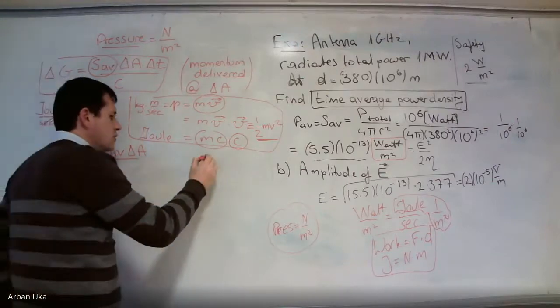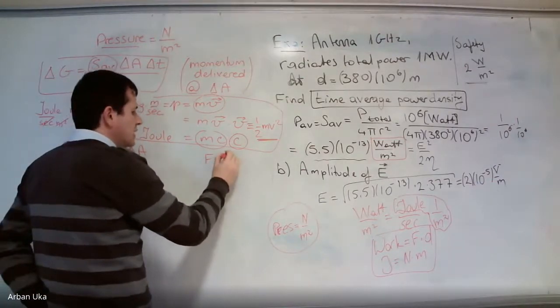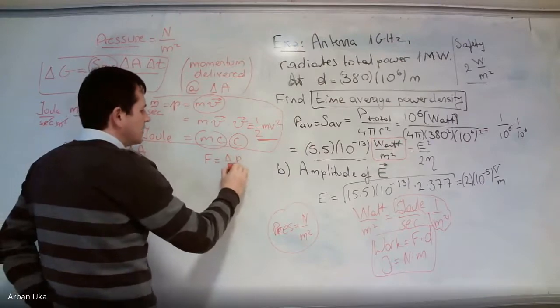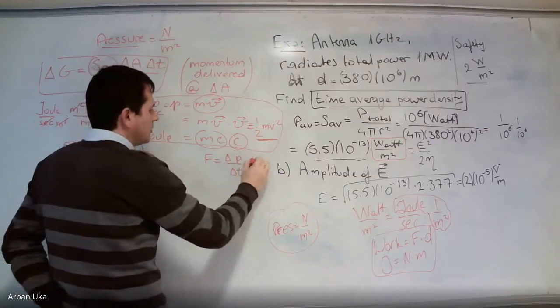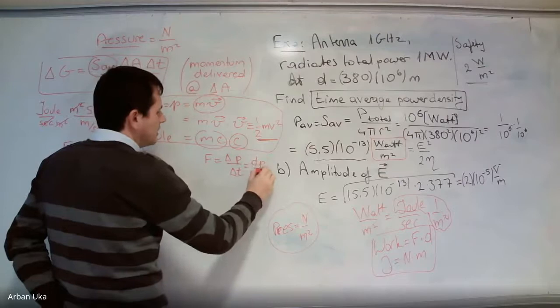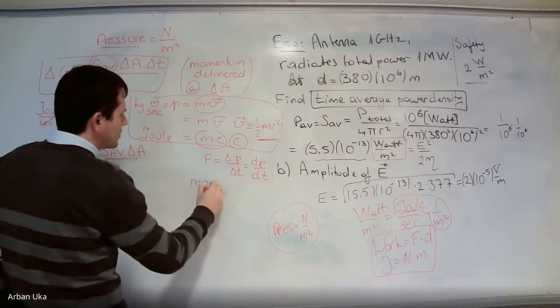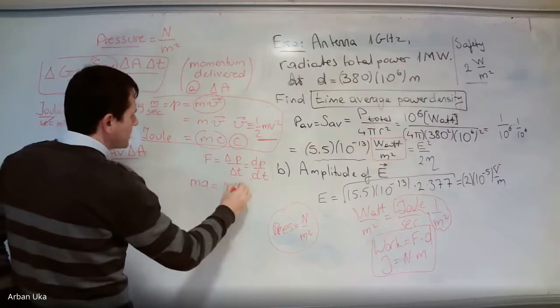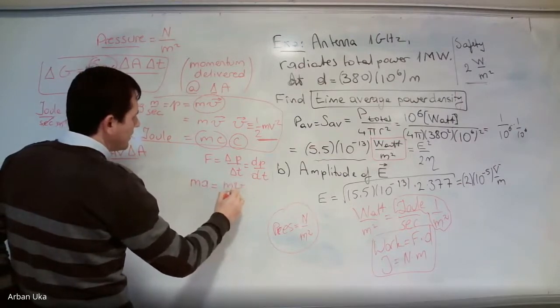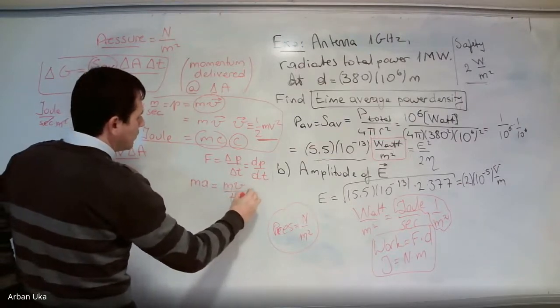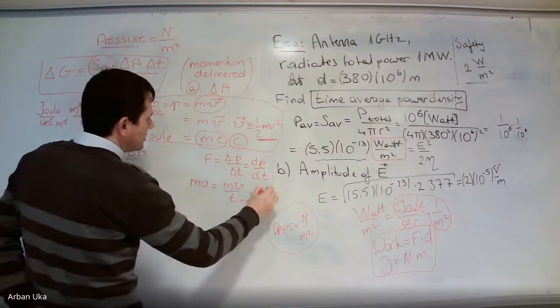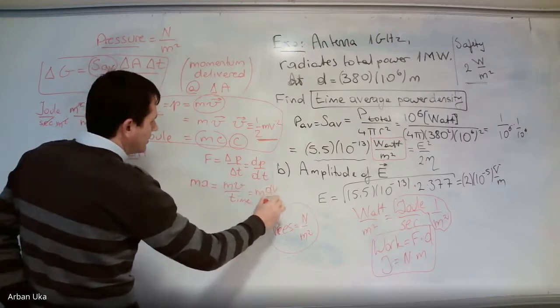We get this because we know that the force is equal to delta p over delta t. Or we often write this as dp over dt, because force is equal to mass times acceleration, and this is equal to mass times velocity divided by time, or this is going to be mass times dv over dt.